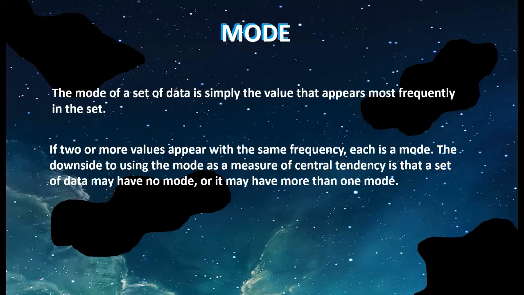The mode of a set of data is simply the value that appears most frequently in the set. If two or more values appear with the same frequency, each is a mode. The downside to using the mode as a measure of central tendency is that a set of data may have no mode, or it may have more than one mode.